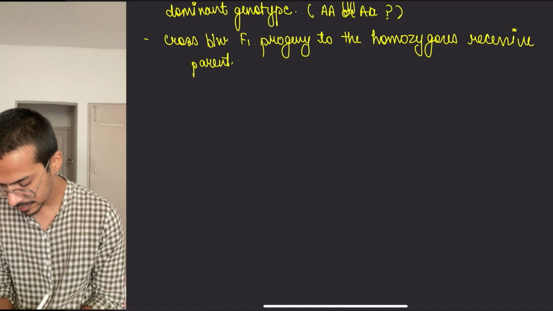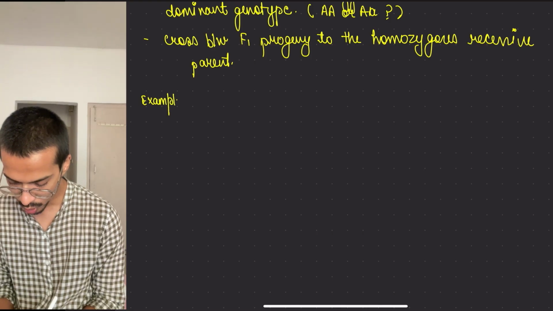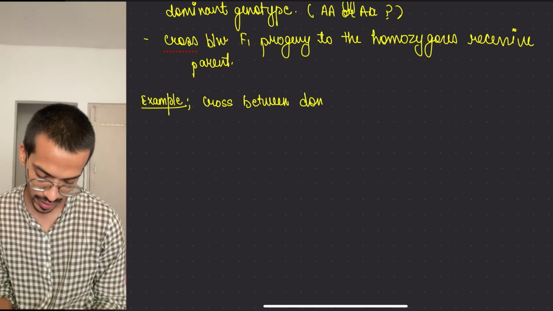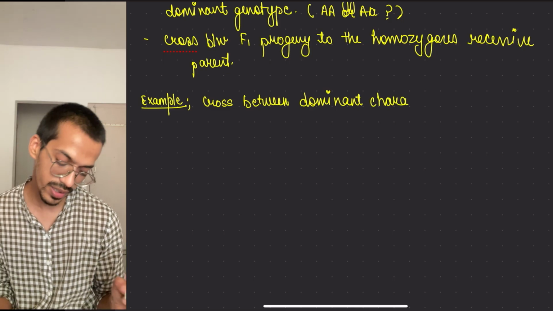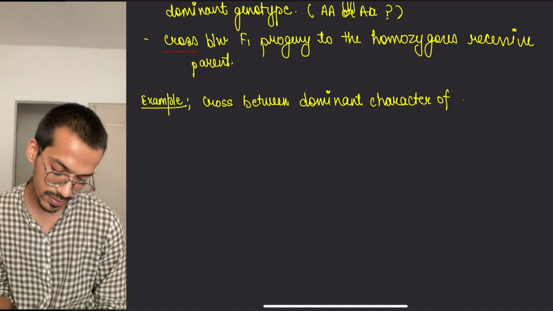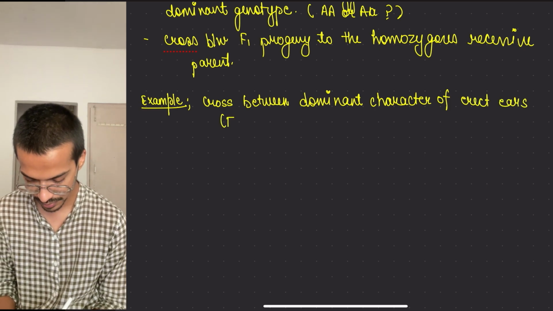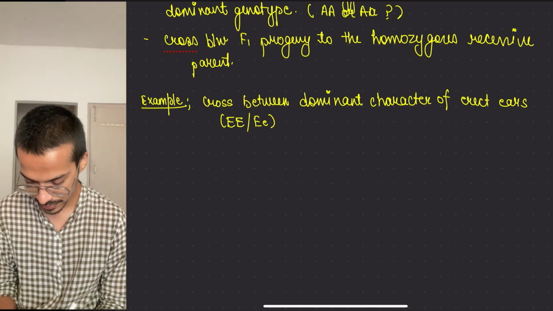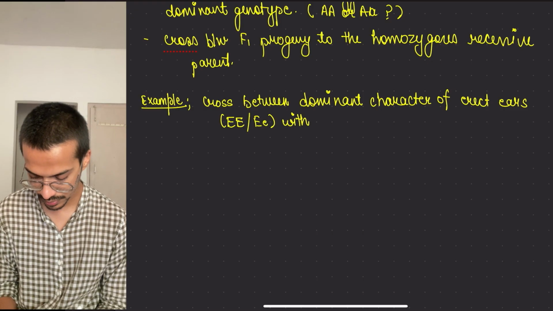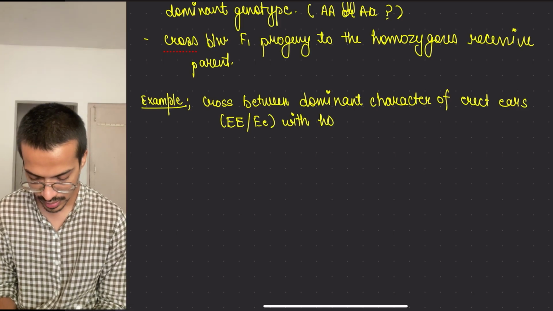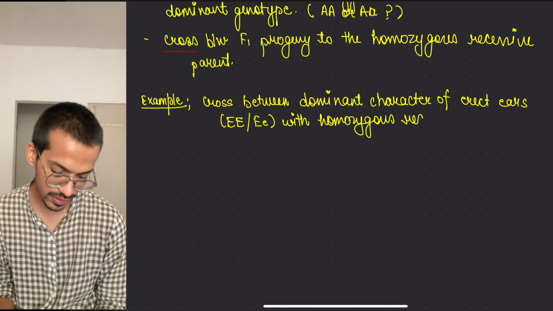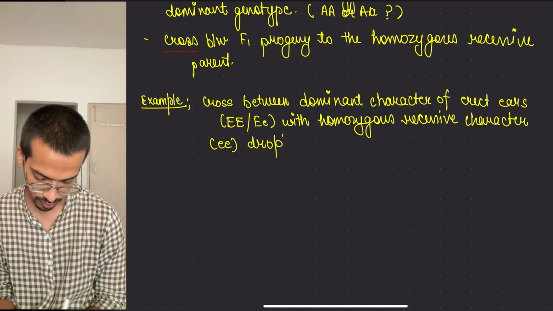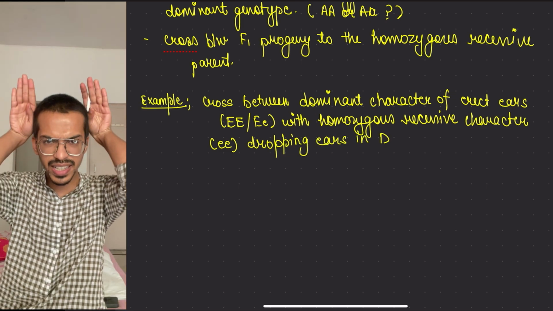For example, a cross between a dominant character of erect ears, that is capital E, with a homozygous recessive character, that is small e, that is dropping ears in dog. If you might have seen dogs, either they have the erect ears or they have ears like this.